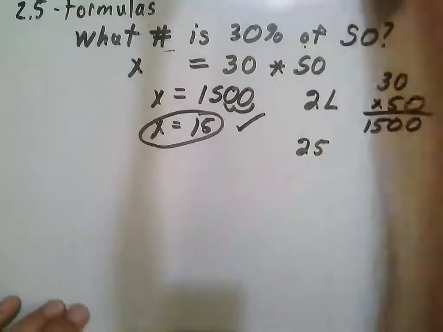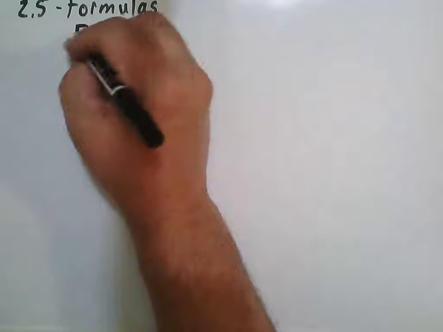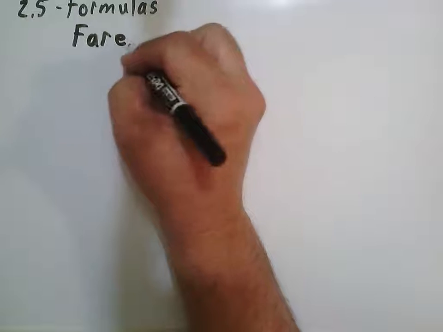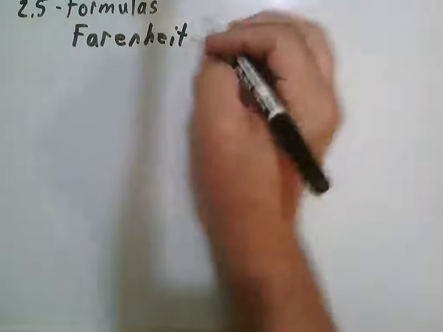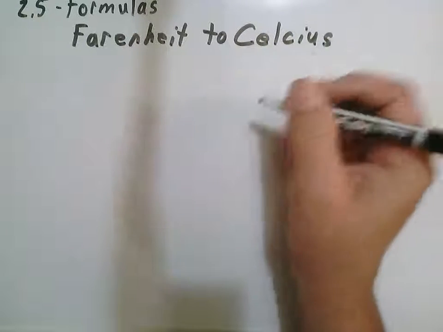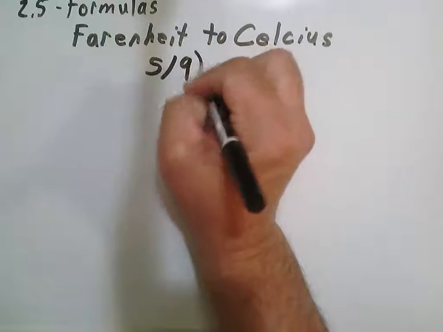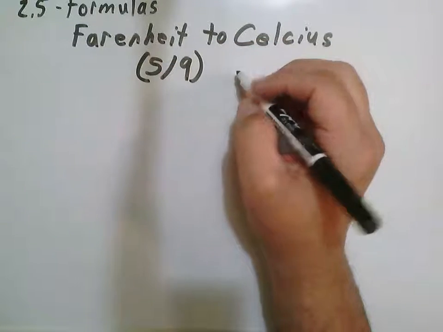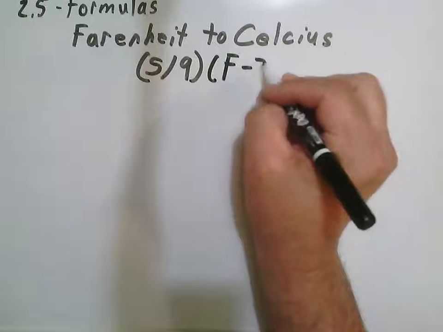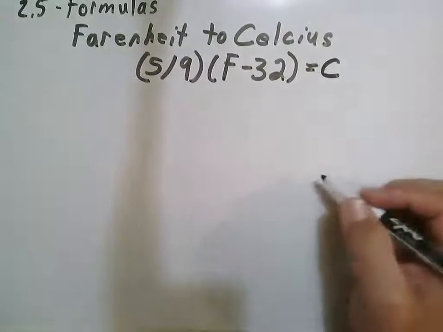So the last thing I'm going to cover in this particular section is going to be Fahrenheit and Celsius. And those are two formulas that you're going to see consistently. So my formula for going from Fahrenheit to Celsius is going to be this particular formula. It's going to be 5/9 times Fahrenheit minus 32. That is going to be what is equal to Celsius.